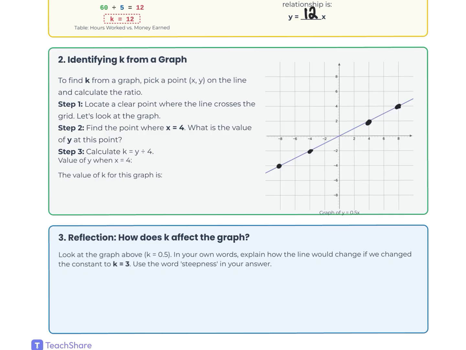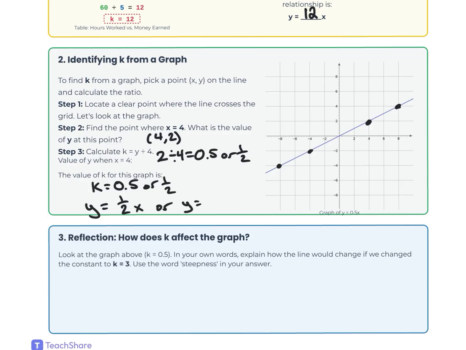I'm telling you to use the point where x equals 4. So I'm going to go ahead and find where x equals 4 and find my y value, which is 2. So in this case, we're looking at 4, 2. So I'm going to take our y value, which is 2, and divide it by 4, which we could write as either 0.5 or 1/2. So the value for k is equal to 0.5 or 1/2, and our equation would be y equals 1/2 x or y equals 0.5x.